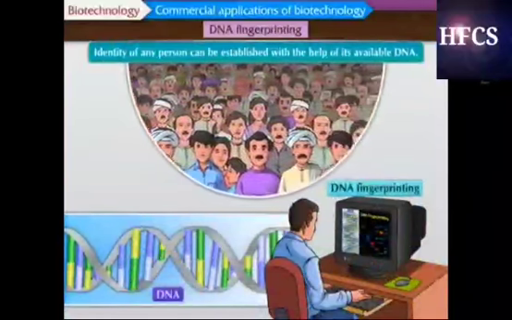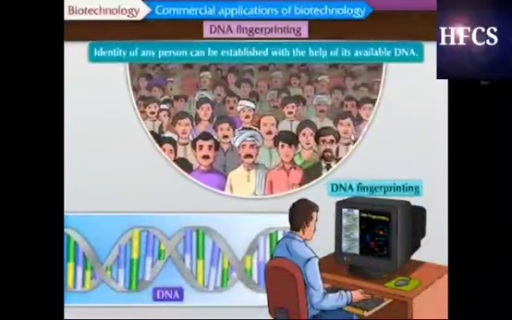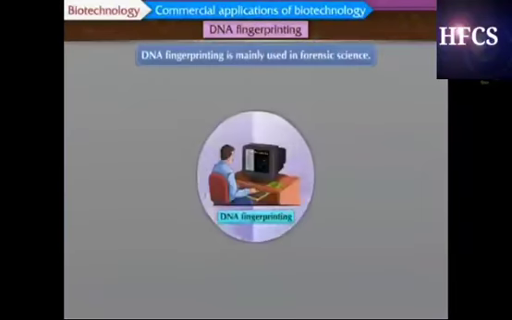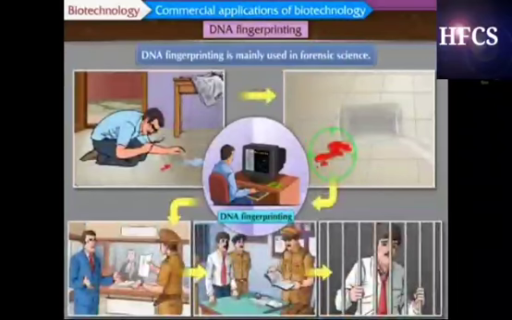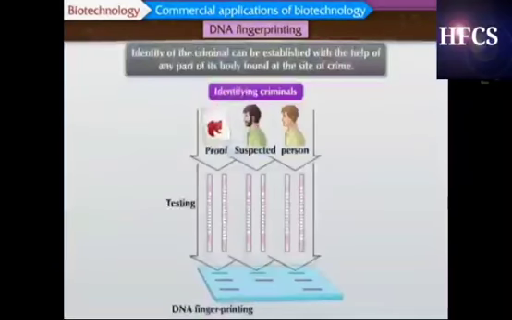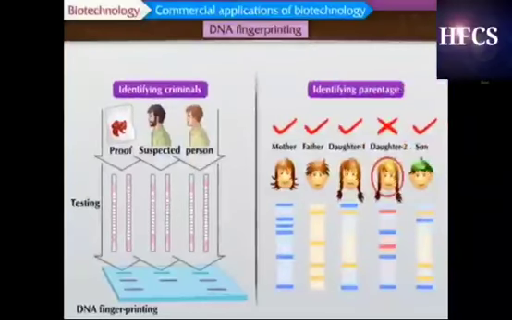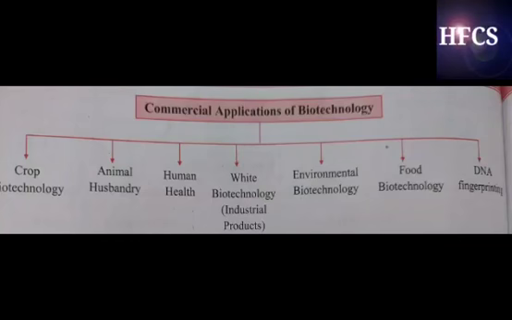A person's identity can be established with the help of a DNA sample. At a crime scene, any source of DNA, that is blood or semen found, can be used to establish the identity of the criminal. Also, paternity testing, or the identity of a child's father, can be established using DNA fingerprinting.